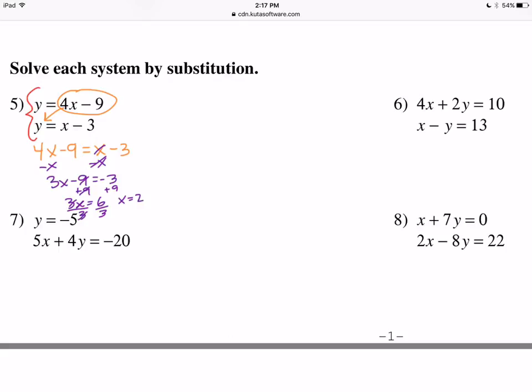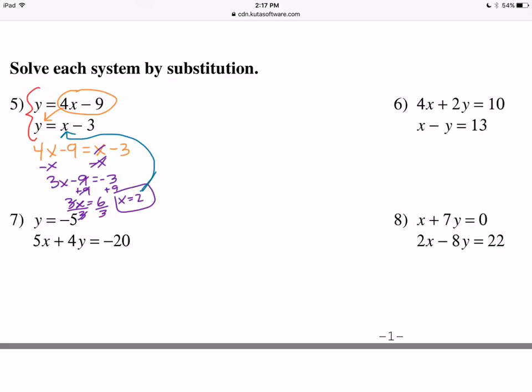All right? So I have what x equals. But in a system, again, the point is we want to find out where they cross. And as I said earlier, they cross at a point, meaning a point on a graph has an x part and a y part. So I found the x part, x equals 2. But now my goal is I need to find the y part. And that actually is easy, because if I know x equals 2, I can substitute it in either equation.